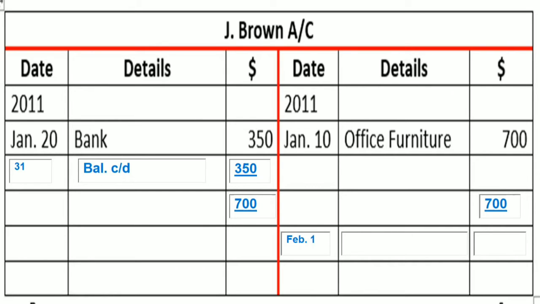So that is February 1st. Details, balance brought down, and the same value as your carried down, which is 350. So whatever difference you get in step 2, that is what you record as your carried down as well as your balance brought down. Now we're going to look at another example.